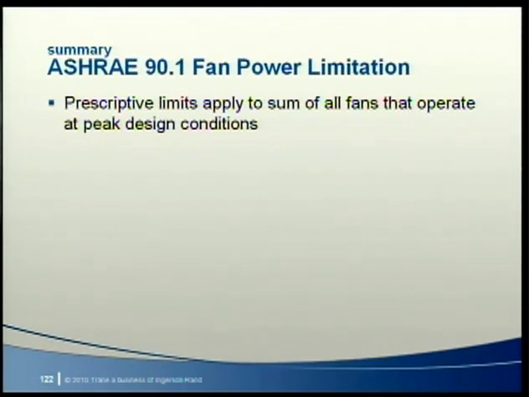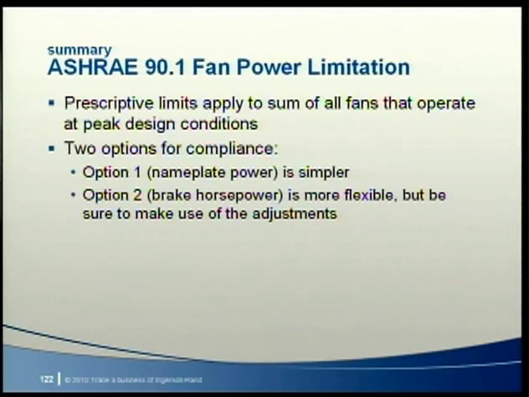To summarize this discussion of ASHRAE 90.1, the prescriptive fan power limits apply to the sum of all fans that operate at peak design conditions, which is typically peak cooling load. The 2007 version of the standard includes two options for compliance. Option 1 is based on nameplate motor power, and it's simpler. Option 2 is based on brake horsepower, and it's more flexible for those applications which have one or more of the items listed in the adjustments table.